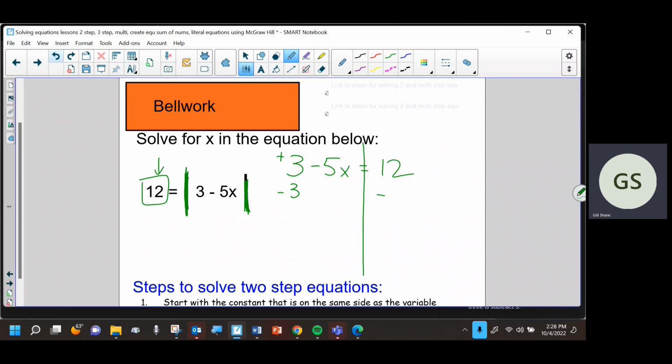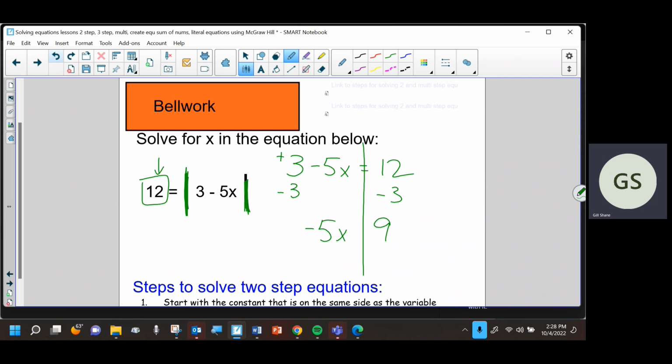Well, then my number 1 rule is whatever I do on one side, I do on the other side. So I get a 9. You have got to remember this negative sign in front of the 5 is glued to that 5. You also have to make sure you bring the x down with it.